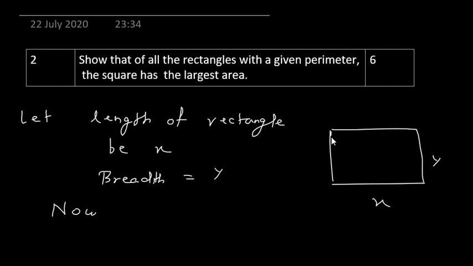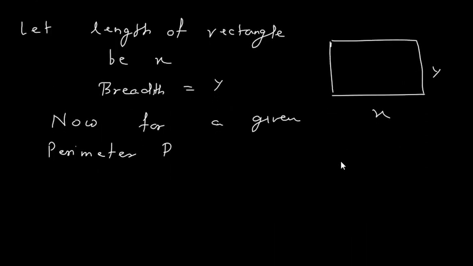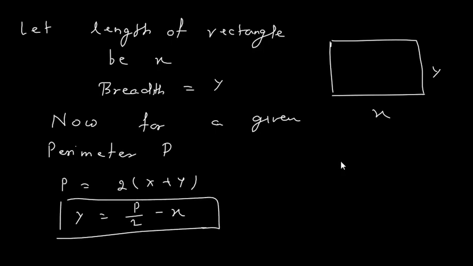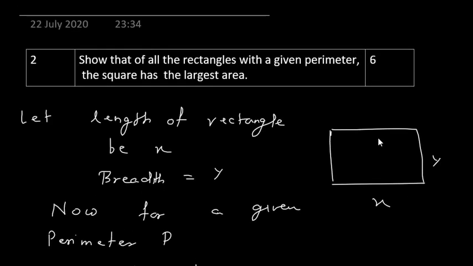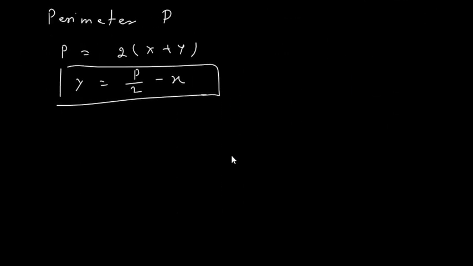Now for a given perimeter p, I can write p is equal to 2 times x plus y. That gives me the value of y as p divided by 2 minus x. This is the value of y. Now for a given perimeter, we have to show that a square has the largest area. So the shape of the rectangle is a square.